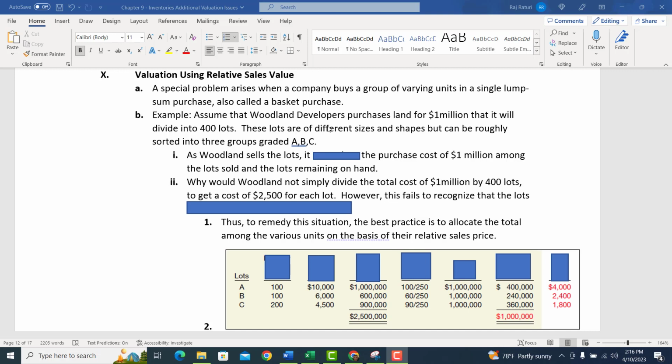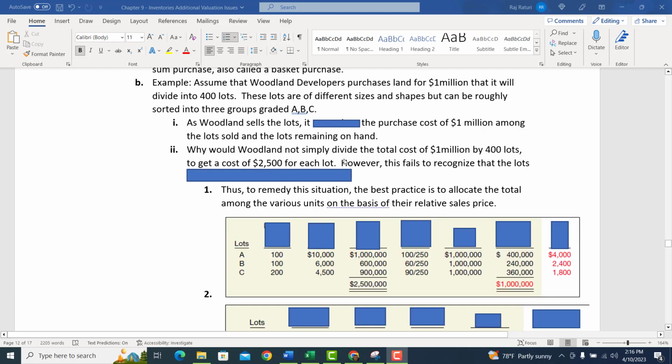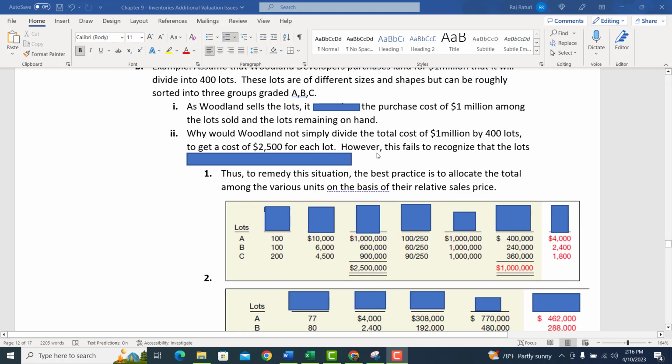So for example, assume that Woodland Developers purchases land for $1 million that it will divide into 400 lots. These lots are of different sizes and shapes, but can be roughly sorted into 3 groups, A, B, and C. As Woodland sells lots, it allocates or apportions the purchase cost of $1 million among the lots sold and lots remaining on hand.